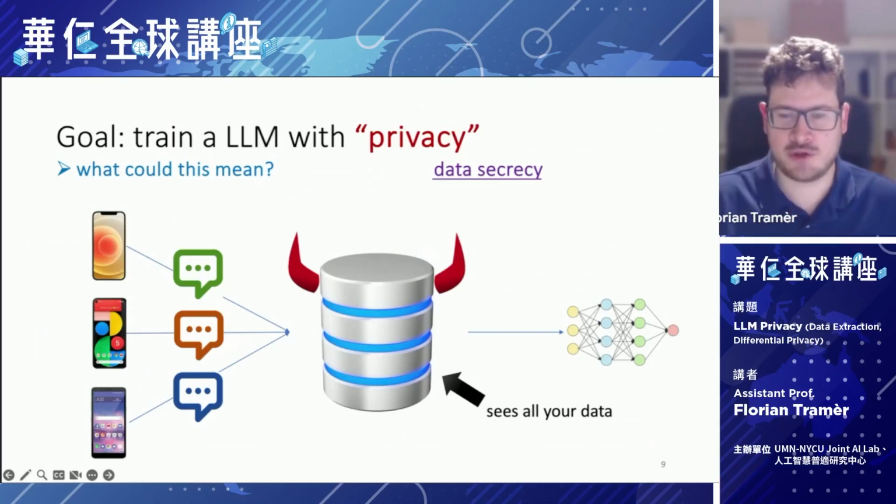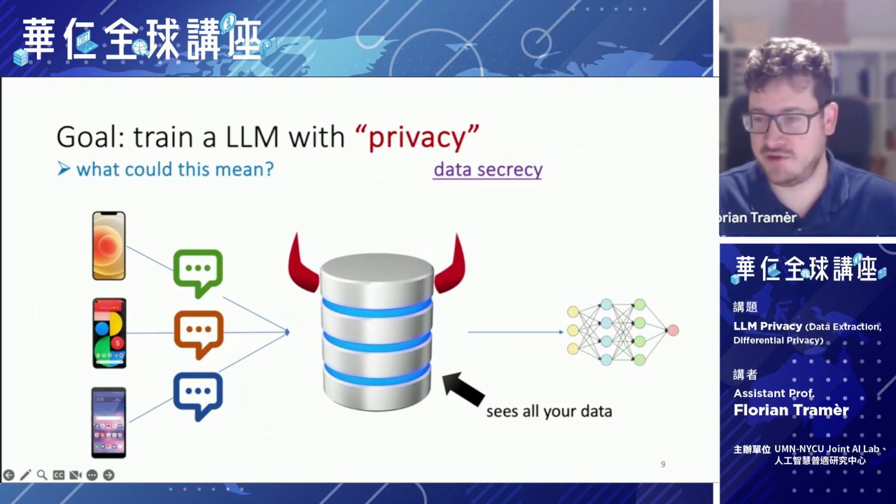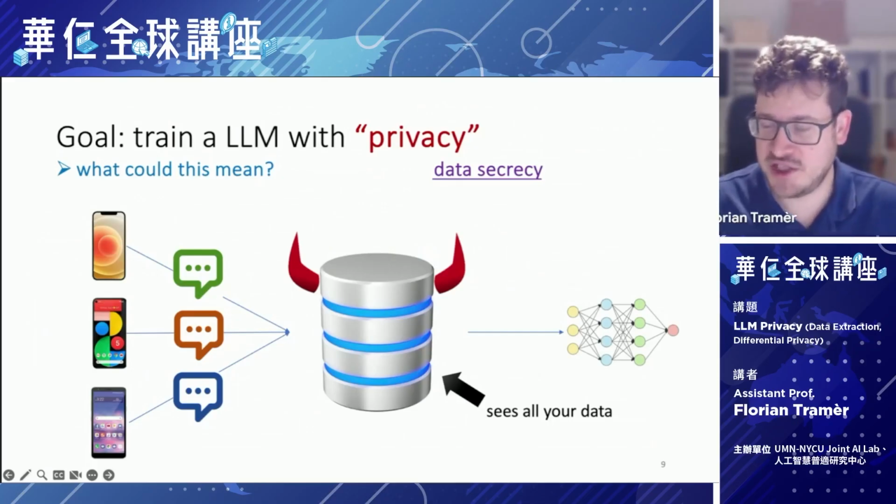And so we want some notion of data secrecy. So how could we achieve this? This is one notion of data privacy we might want, some way of essentially training a machine learning model without having to trust one party to collect everyone's data in the clear.